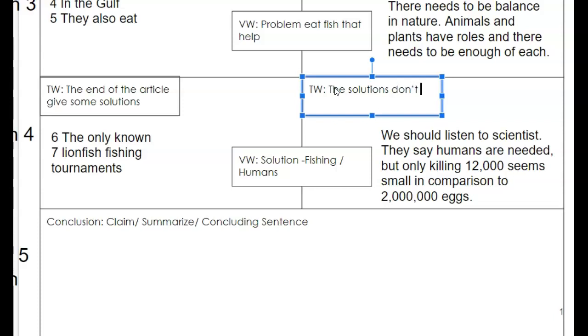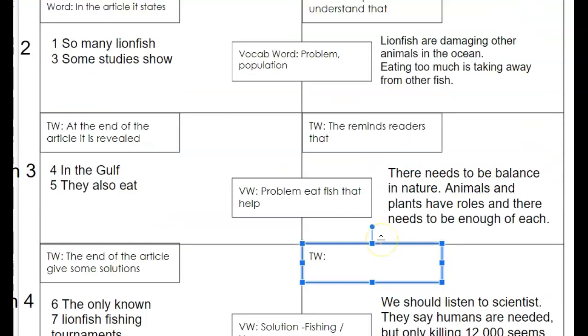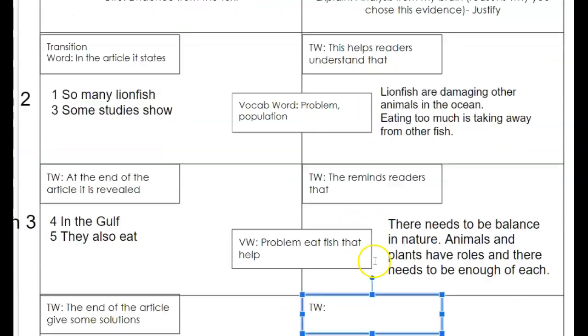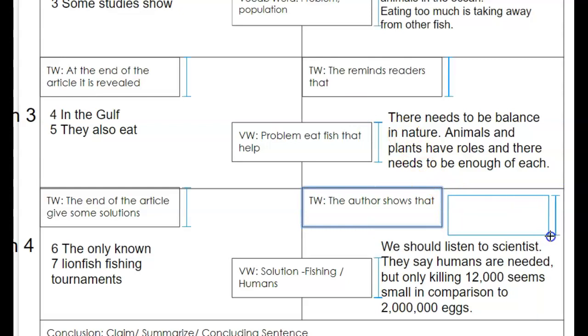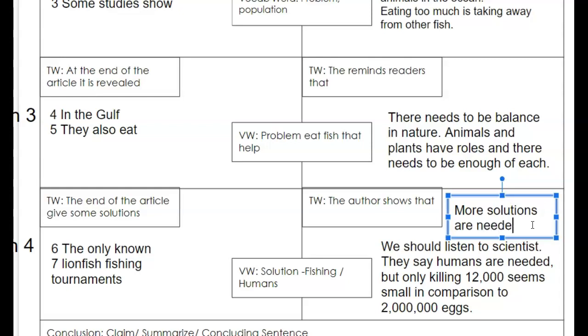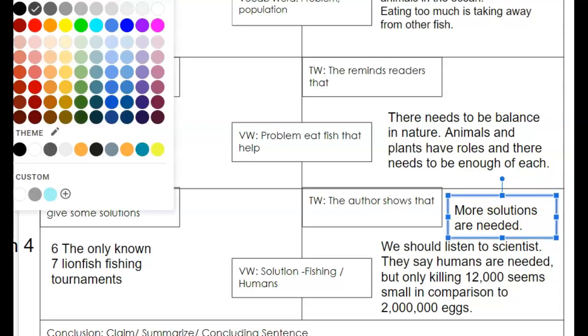No, that's not a good transition phrase. Let me pause for a second and think. I'm going to go back up and look and say, this helps readers understand, this reminds readers, so I'm going to say, the author shows that more, and that's my transition phrase, but I'm actually going to add a little bit more into my box and say more solutions are needed. Because I want to make sure that in terms of my analysis, that's part of what this author is showing me, that this isn't enough. We need more.